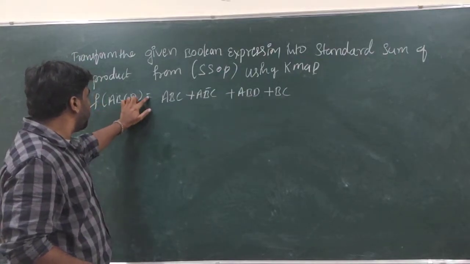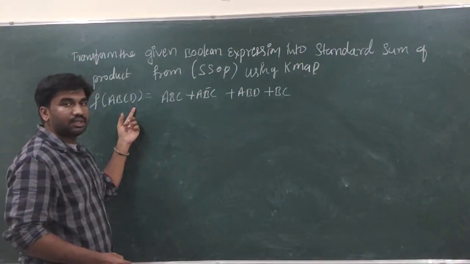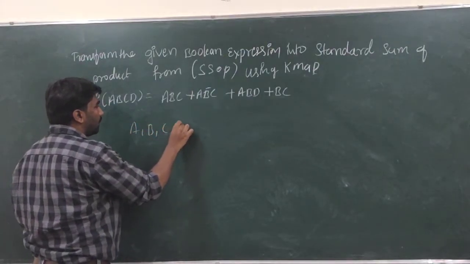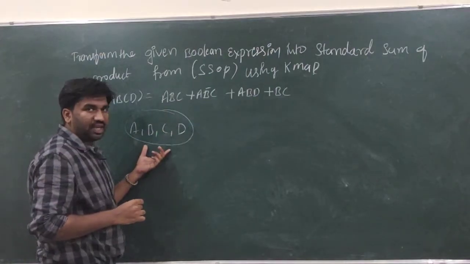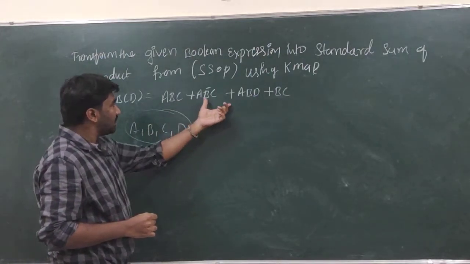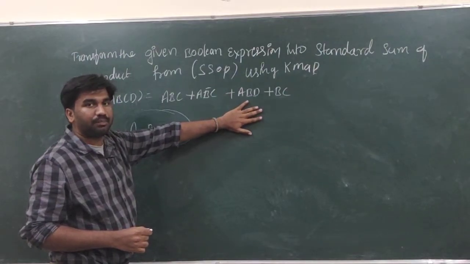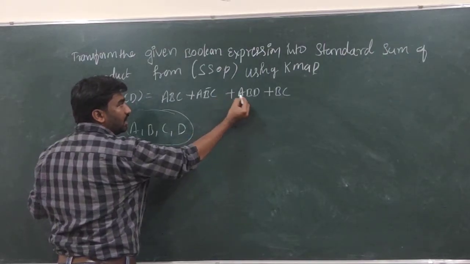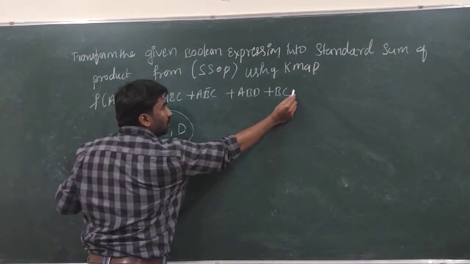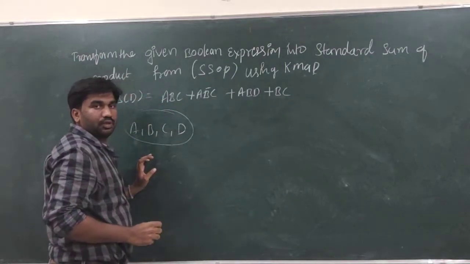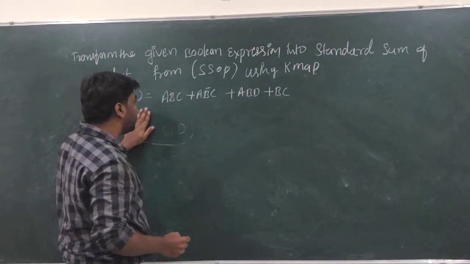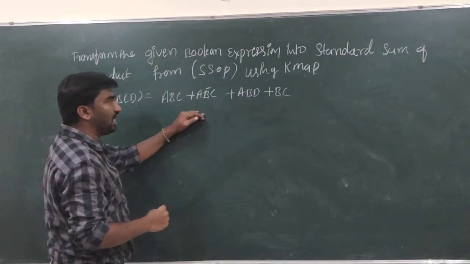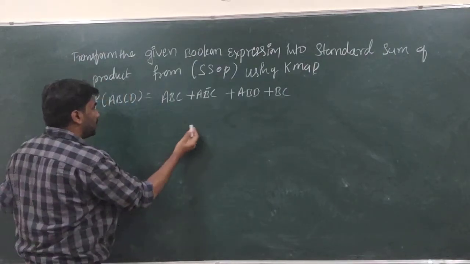See here, the function depends on 4 variables, that is A, B, C, D. Our function depends on these 4 variables, but these expressions are not in the standard form. See here, the term D or D bar is missing, here also D or D bar is missing, here C is missing, and here both A and D are missing. So first we have to convert this Boolean expression into standard SOP form, and next we have to simplify it by using K-map. Let's see how to simplify this one.